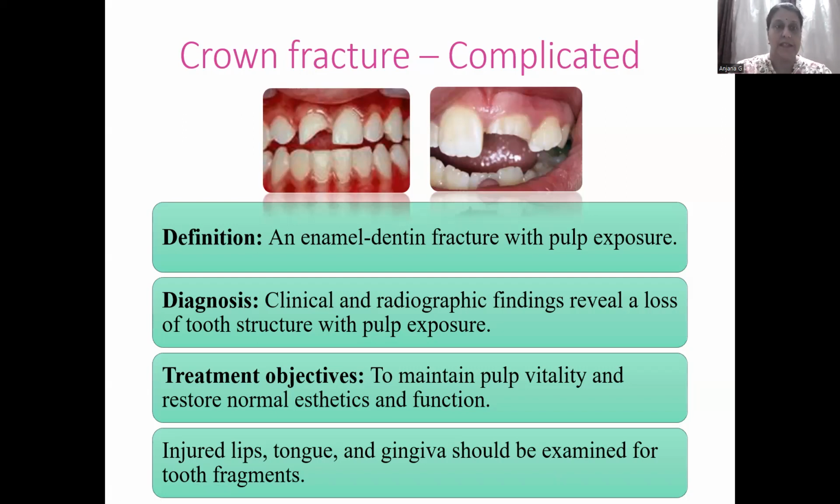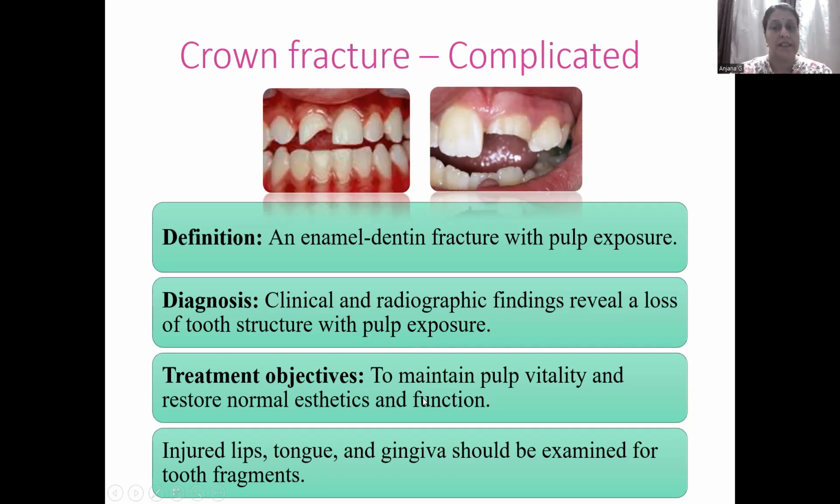The definition goes like this: an enamel dentin fracture with pulp exposure. Diagnosis: clinical and radiographic findings reveal a loss of tooth structure with pulp exposure. Clinically, when you see there is a fracture, a piece of the tooth is gone, and radiographically also it is visible. Plus, there is pulp exposure. Treatment objective is to maintain pulp vitality and restore normal aesthetics and function.